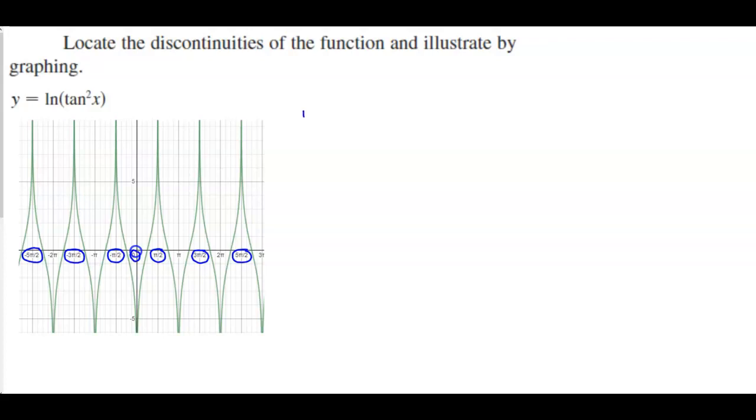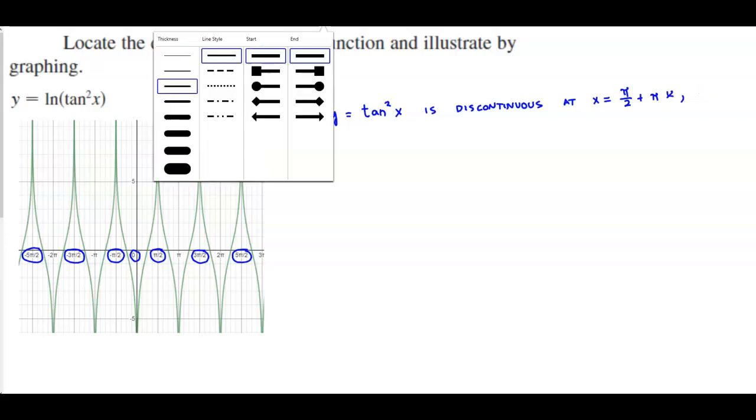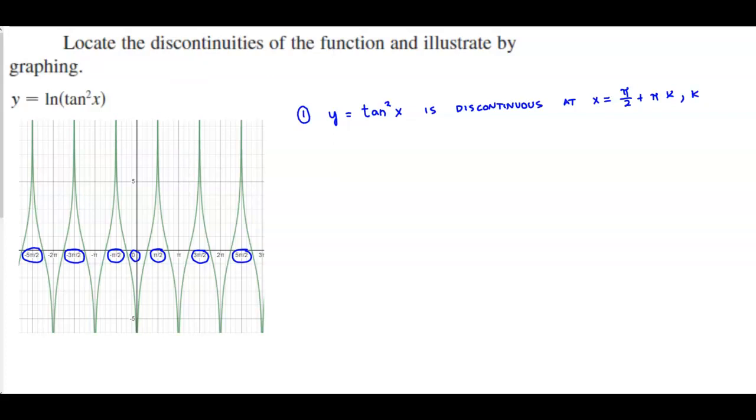So let's first take a look at the function y equals tangent squared x. This is discontinuous at the values where x is equal to pi over 2 plus pi k, where k is any integer.